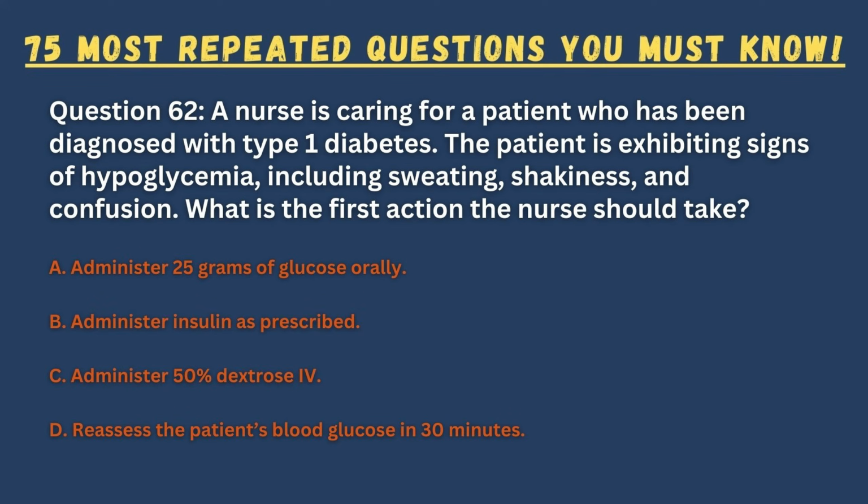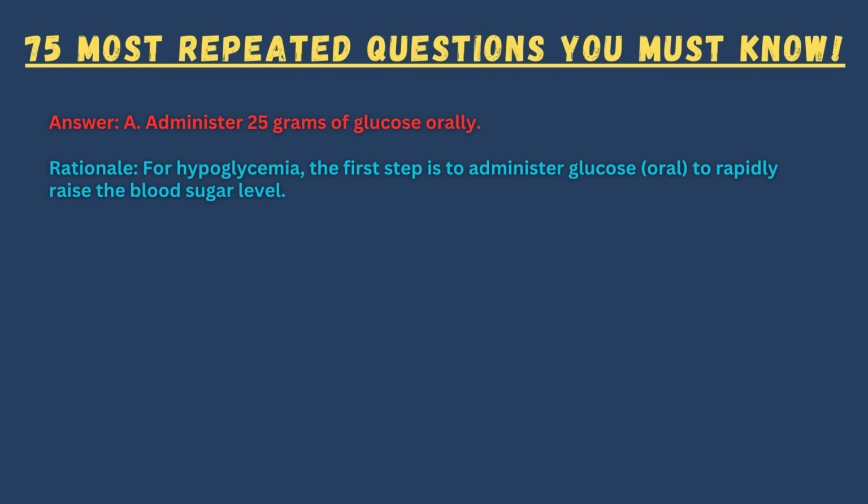A. Administer 25 grams of glucose orally. B. Administer insulin as prescribed. C. Administer 50% dextrose IV. D. Reassess the patient's blood glucose in 30 minutes. Answer. A. Administer 25 grams of glucose orally. Rationale. For hypoglycemia, the first step is to administer oral glucose to rapidly raise the blood sugar level.